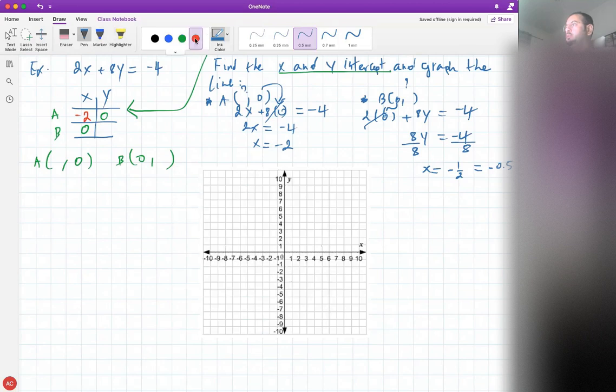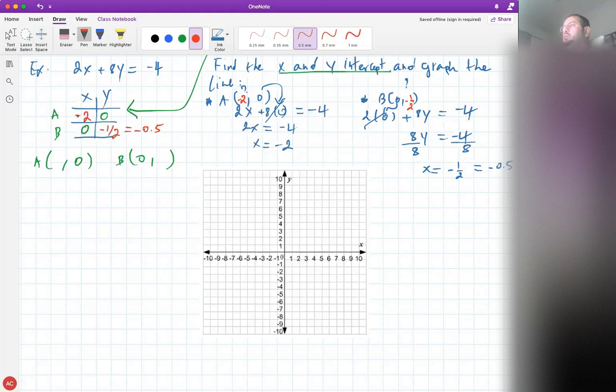So the first point, again, we have negative 2 here, and this is negative 1/2. Negative 1/2, which is negative 0.5. So let's graph these now. So negative 1/2 or negative 0.5.